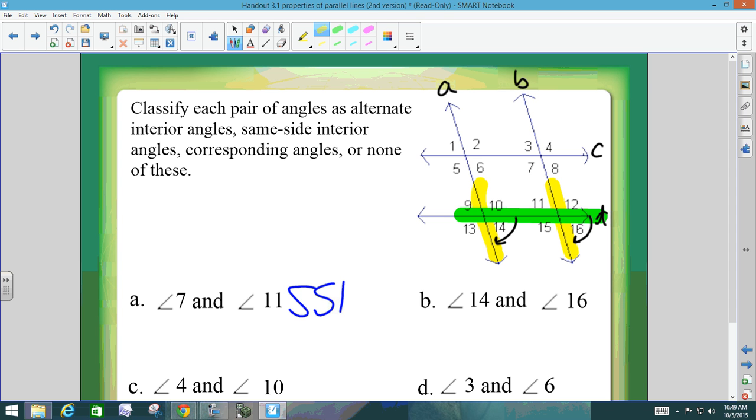In relation to the transversal, the green line, 14 and 16, same sides of the green line or alternate sides? Same side. They're both below it. Are 14 and 16 both inside of the 2 lines? No. Are they both on the outside? No, because 14's between them, right? So they're both below the transversal and to the right of the 2 lines. It's like they're in the same position. Good. These are corresponding angles. They're both in that bottom right corner of the intersection. These are your corresponding angles. For some reason, these are going to be the ones that are hardest to identify.